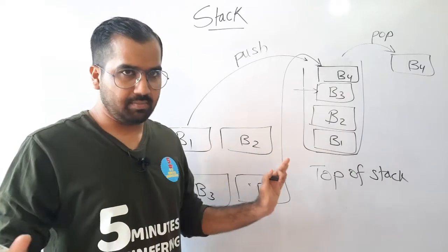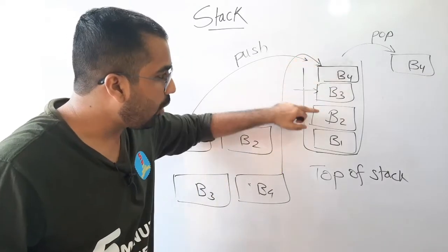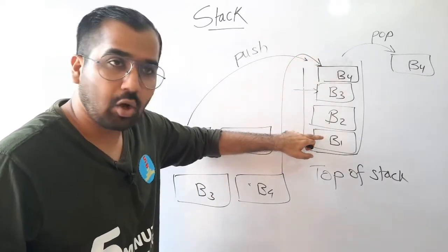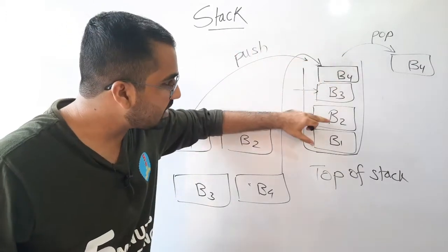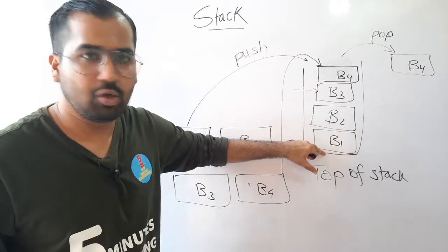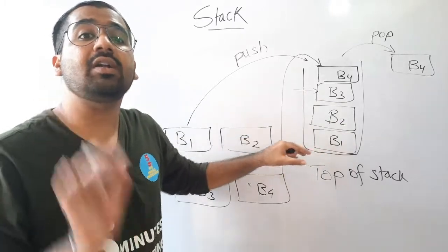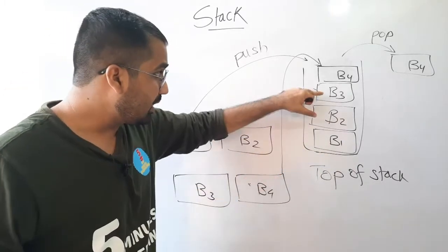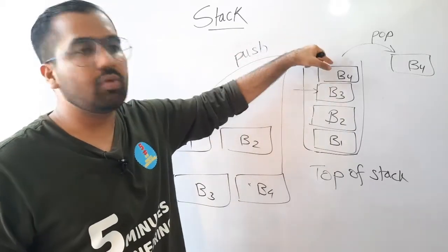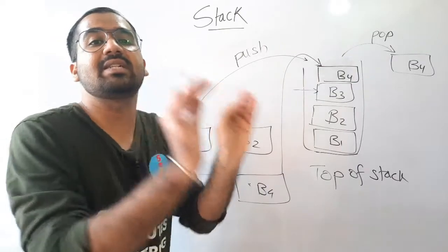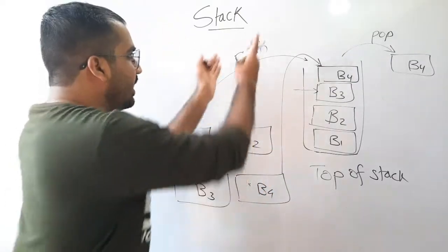Okay, simple enough. It will not be settling on the B2, it will not be settling on the top of B1. This B4 which we are pushing into the stack won't be settling on B2 or B1. No, why? Because they are not the current top of the stack data element. The current top of the stack was B3. So on top of that only the pushed data item will be settling down. That's the first thing related with the push.